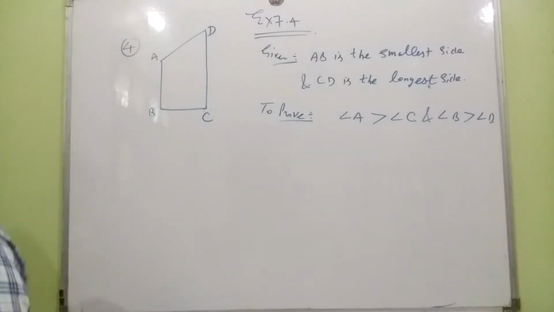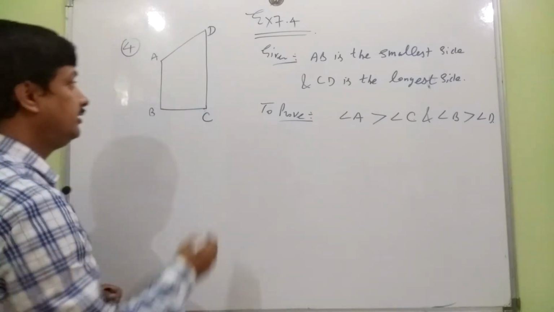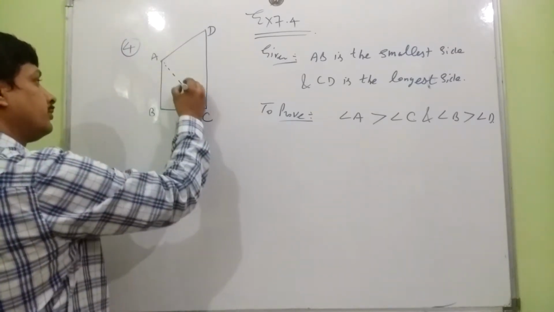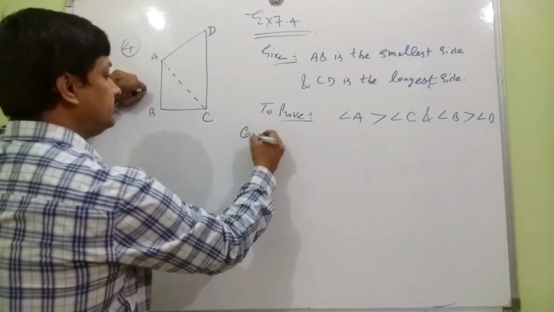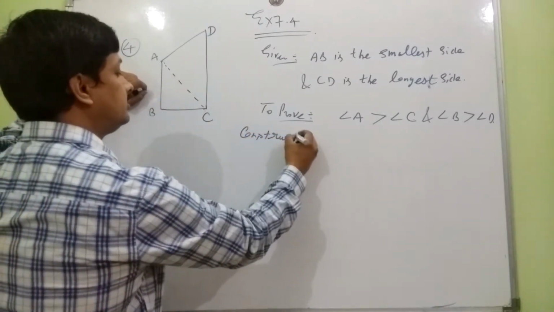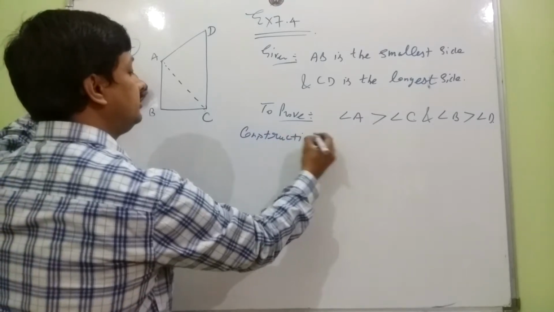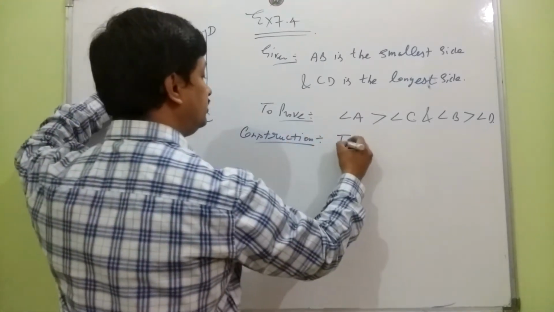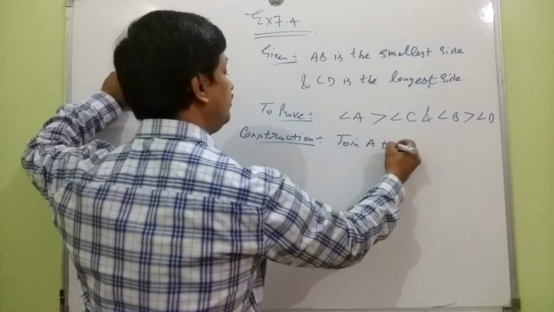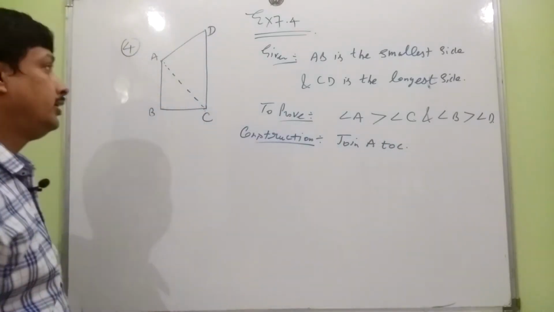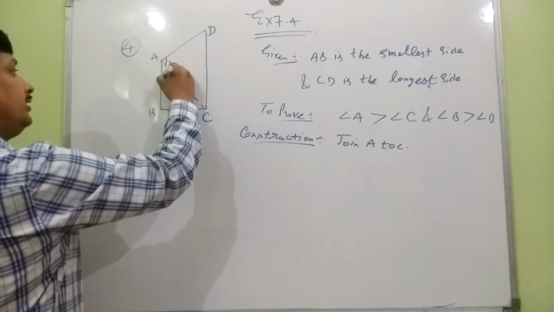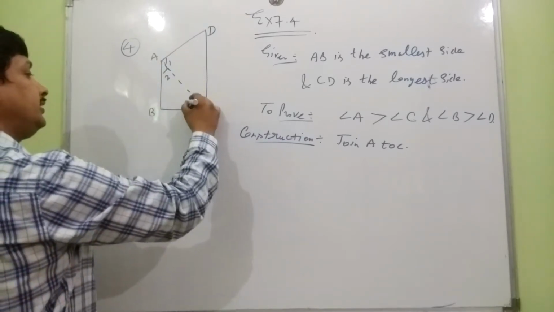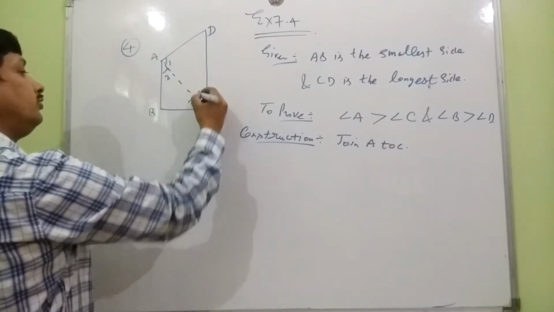For this, you have to do a construction. First of all, join A to C. So in construction, we will write: join A to C. Now, consider these angles to be angle 1, angle 2, angle 3 and angle 4.